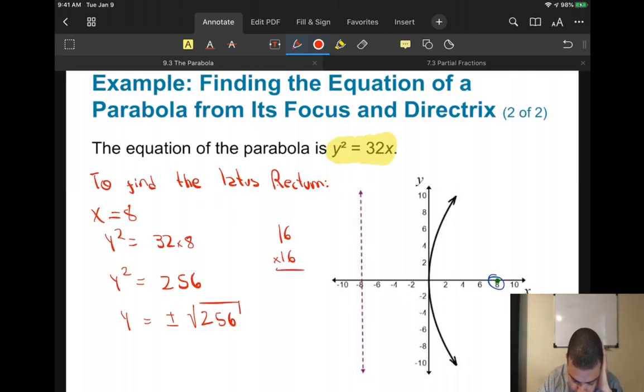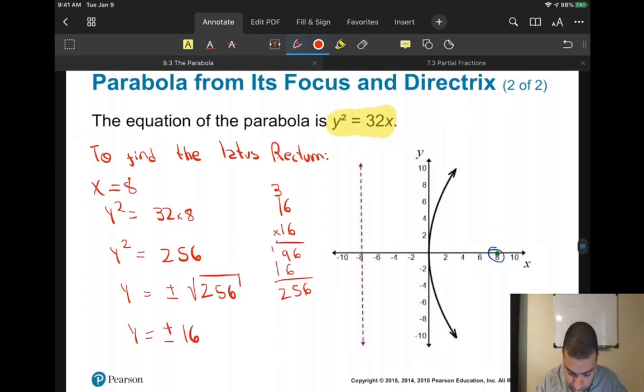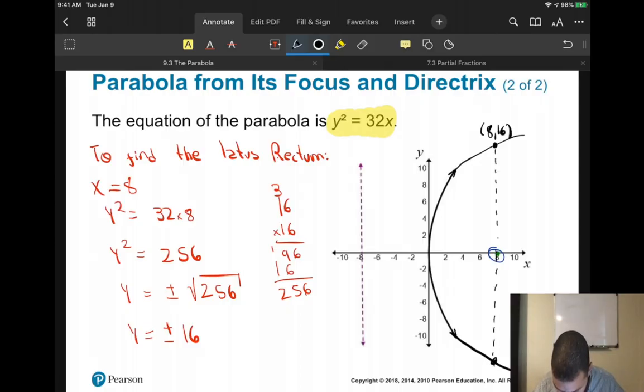6 times 6, 36. Yeah, that's correct. So 512, yeah, 256. So y equals plus or minus 16. So the 2 points on the latus rectum, if I were to extend this, right, they are 8 comma 16, 8 comma minus 16. Always a good idea to place these 2 points when you're graphing the parabola, always a good idea.